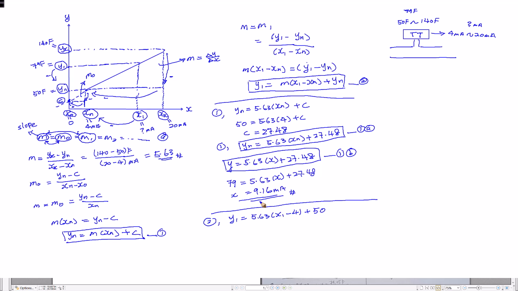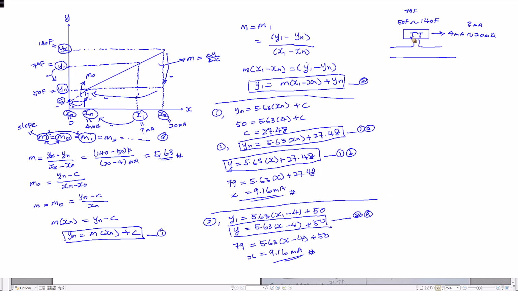As we know, Y1 and X1 can represent any values of Y and X. So we can rewrite the equation as Y equals 5.63 times X minus 4, plus 50. Given Y1 is 79 Fahrenheit, what is the value of X1 in milliampere? We can plug the value into Y: 79 equals 5.63 times X minus 4, plus 50. So X will be equal to 9.16 milliampere.